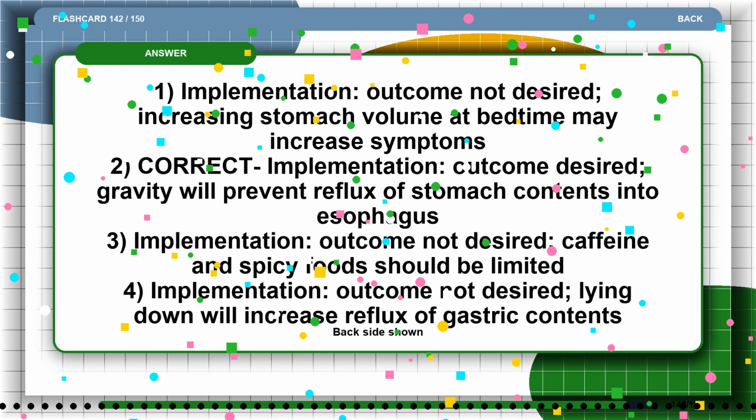The answer is 1. Implementation. Outcome not desired. Increasing stomach volume at bedtime may increase symptoms. 2. Correct implementation. Outcome desired. Gravity will prevent reflux of stomach contents into the esophagus. 3. Implementation. Outcome not desired. Caffeine and spicy foods should be limited. 4. Implementation. Outcome not desired. Lying down will increase reflux of gastric contents.